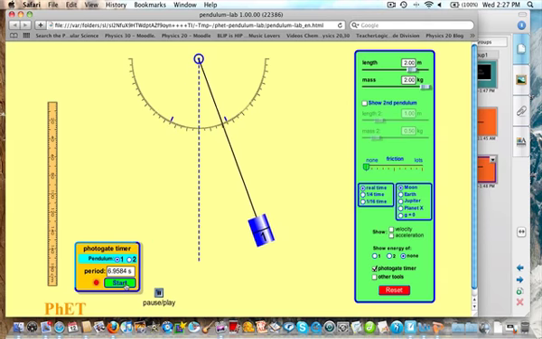Now, later on, we are actually going to do a lab where we take a pendulum and we will know the length. And we will measure the period, and in that way, the unknown variable will be the gravitational constant. So we will be able to calculate the gravitational constant in Cochrane. All right.